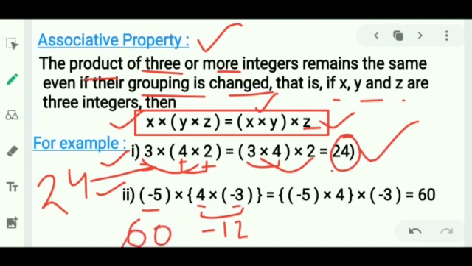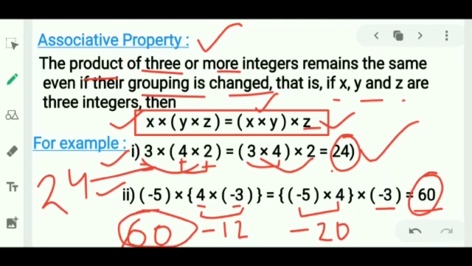Now we can see what happens when we change the grouping. Now we take the group of -5 and 4. We know that 5 times 4 is 20 and one minus sign is there, so -20. And now we have -3. Two minus signs are there, so the product becomes positive, and 20 times 3 is 60. So we can see in both situations the answer becomes 60.